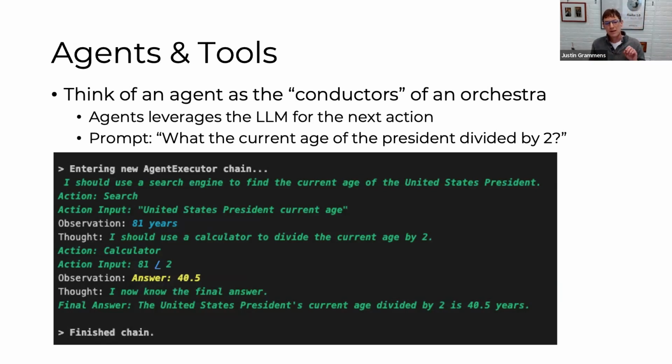And then it does what they call thought observation, where it takes that value and says, I don't know how to actually divide, but I should use a calculator to divide this, right? And so it can call a calculator action to make that division happen. And then based on the thought, the large language model says, aha, okay, now I know the final answer. The final answer of the president's age is blah, right? So this is what you can run out of LangChain.